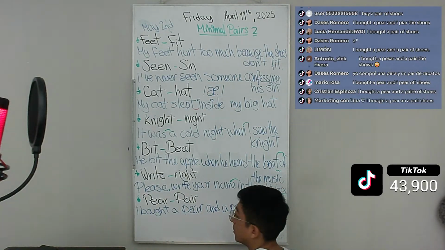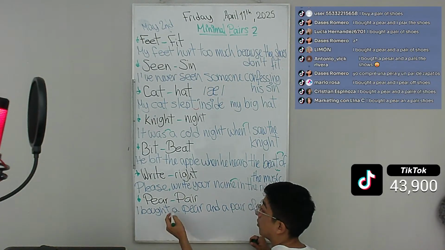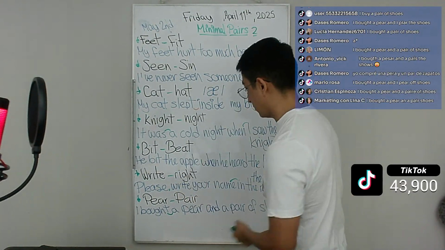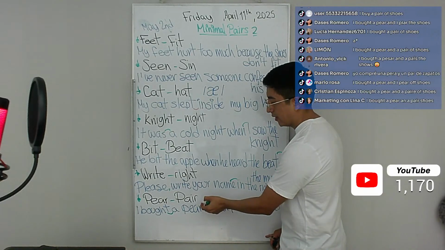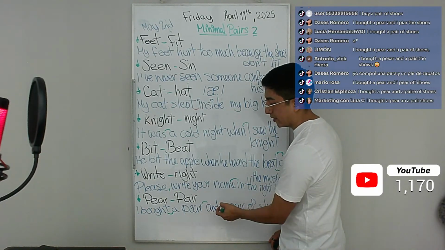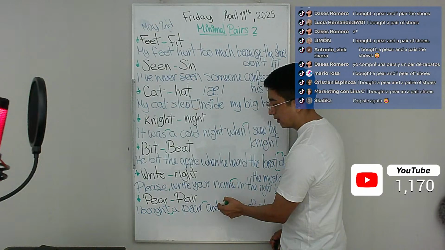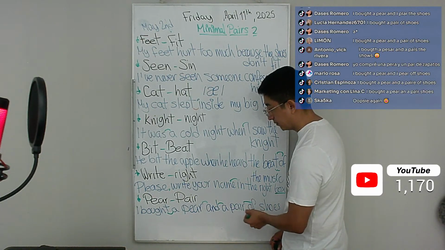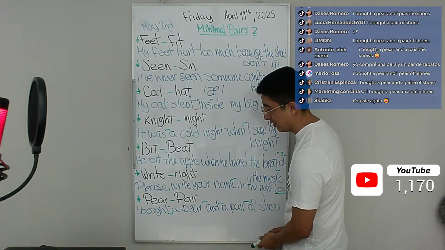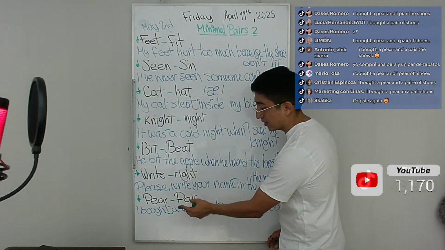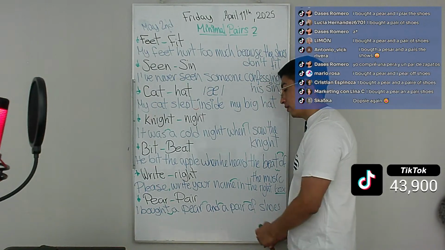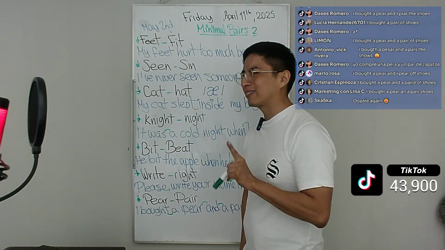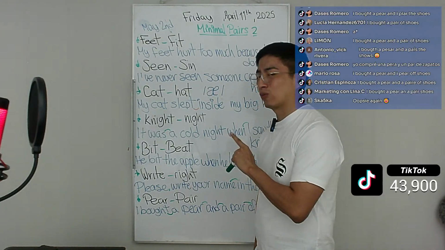We connect here. I bought a. I bought a pair of shoes. Pair of. Okay, we have a lot of words that are connected here. I bought a pear and a pair of shoes. It sounds like a tongue twister, guys.